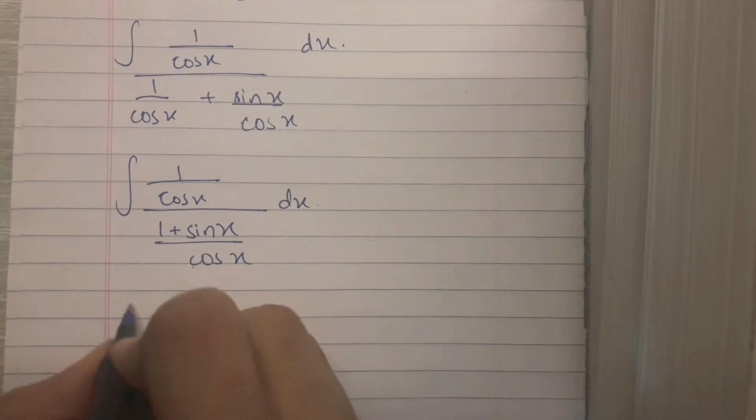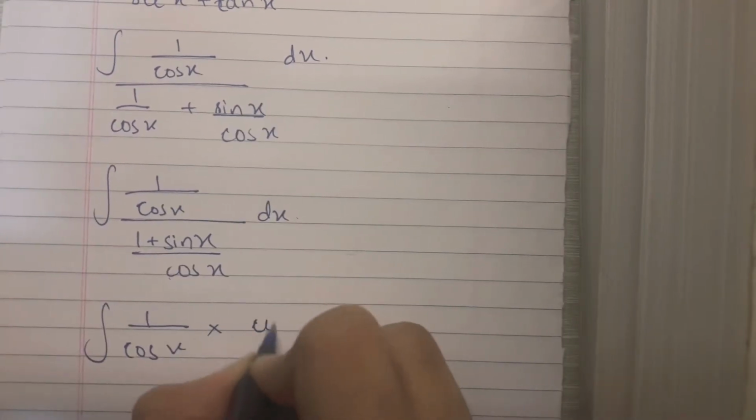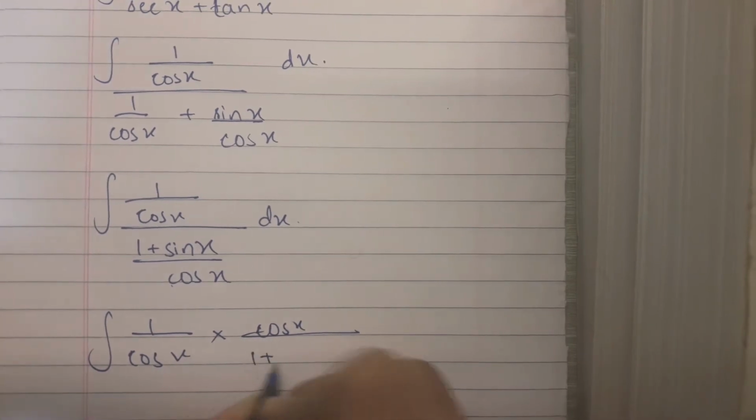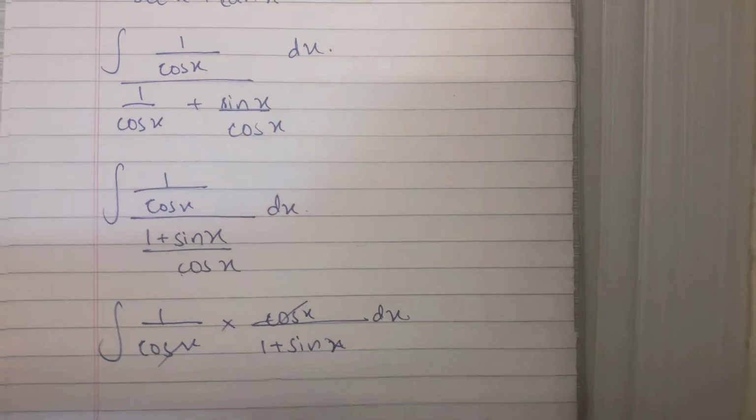Now you can see that we can take the reciprocal of this, and that will turn into multiplication. So cos x upon cos x into 1 plus sine x dx, and this will get cut. So now we're left with 1 upon 1 plus sine x.